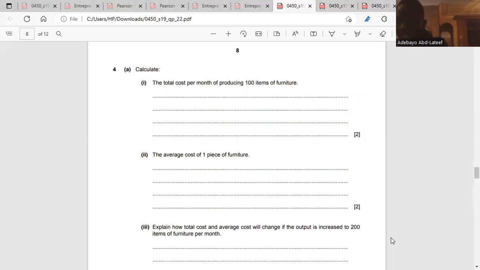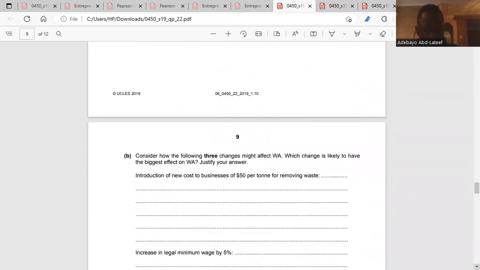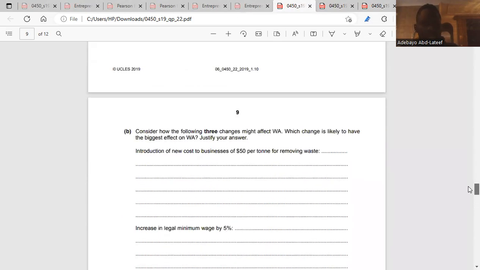Our AC is TC divided by output. No, the average cost will fall, because the firm has increased its output. The total cost will increase, but the average cost of production will fall. That's about that. Then the fourth question, that's all about the questions, right? Yes. So I think it's clear. Now go to B.